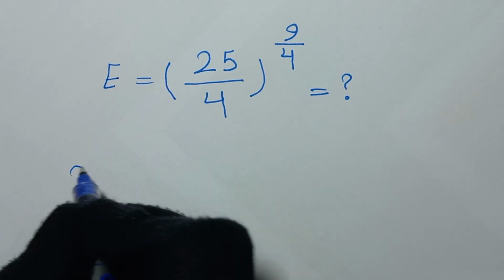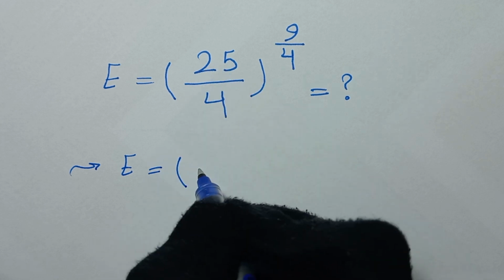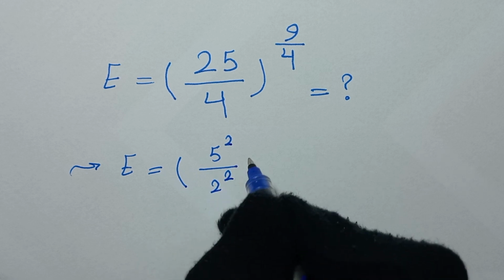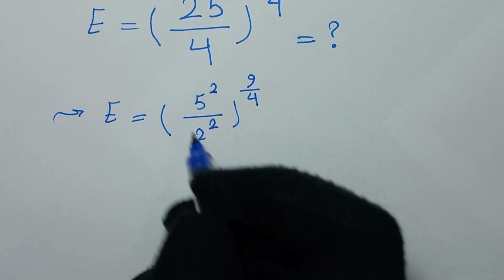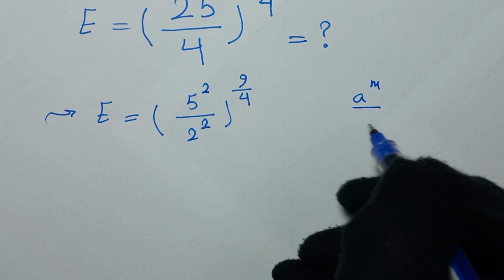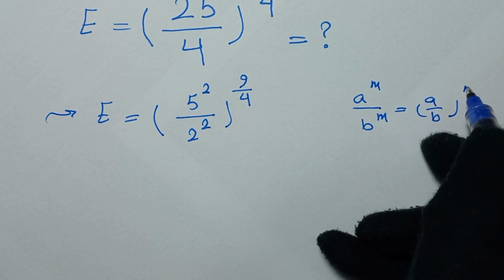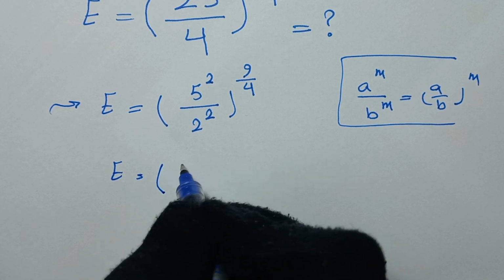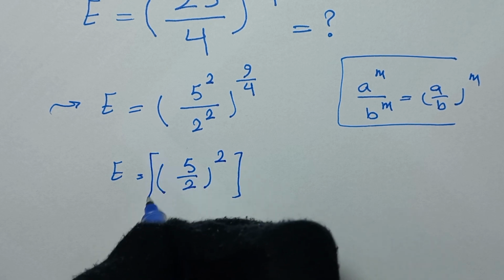Next step, e is equal to, in here we can write 25 as 5 to the power of 2 and 4 as 2 to the power of 2, right? And to the power of 9/4. And from the exponential rule, if we have a to the power of m over b to the power of m, this is equal to (a/b) to the power of m. So, in here, e is equal to (5/2) to the power of 2, and to the power of 9/4.